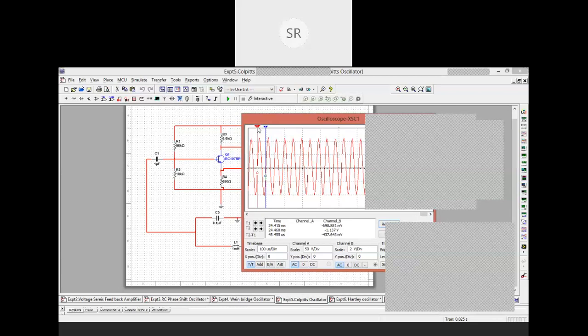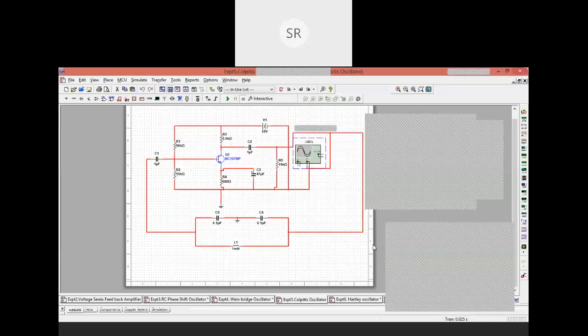Right. Now, what is the question for this experiment? Question number 5. What is the frequency of oscillation of the Colpitts oscillator output waveform? What is the frequency of oscillation of the Colpitts oscillator output waveform?